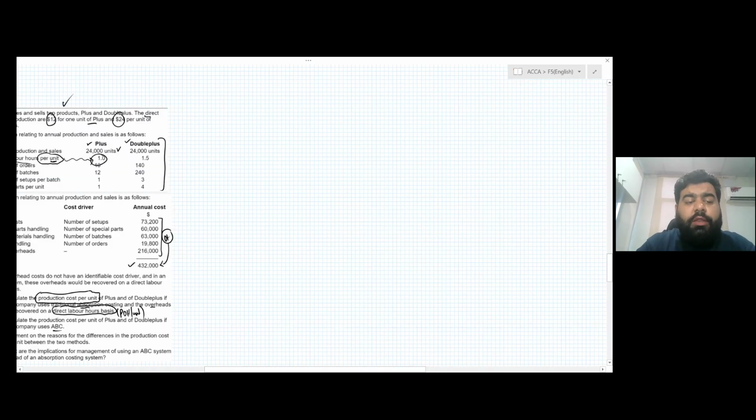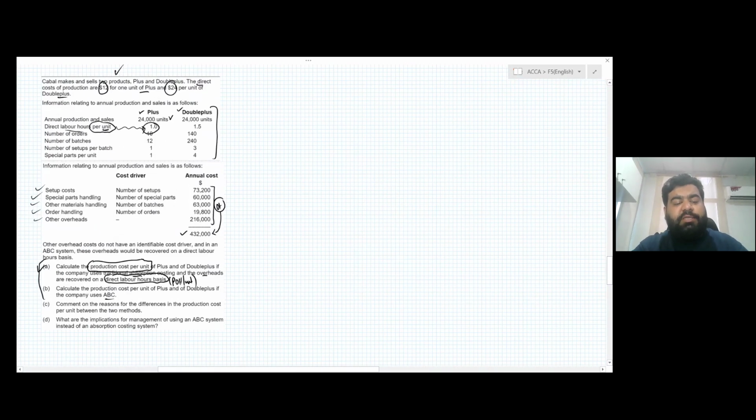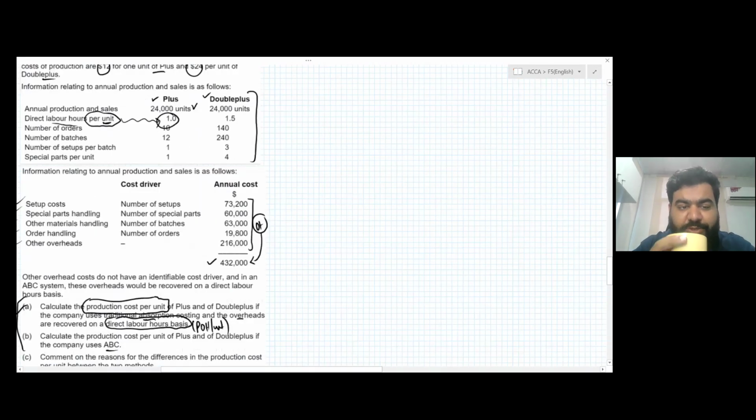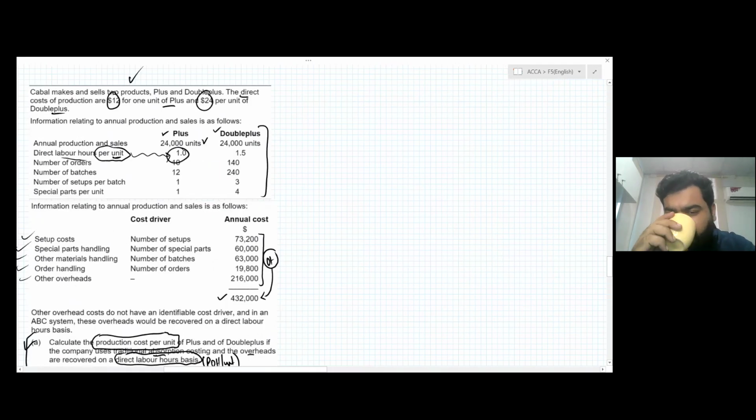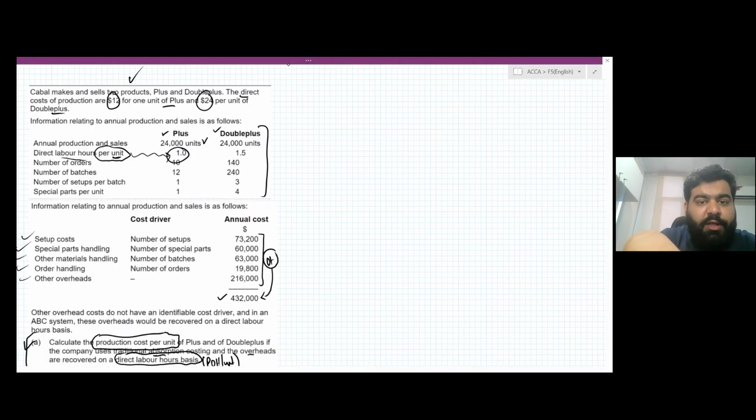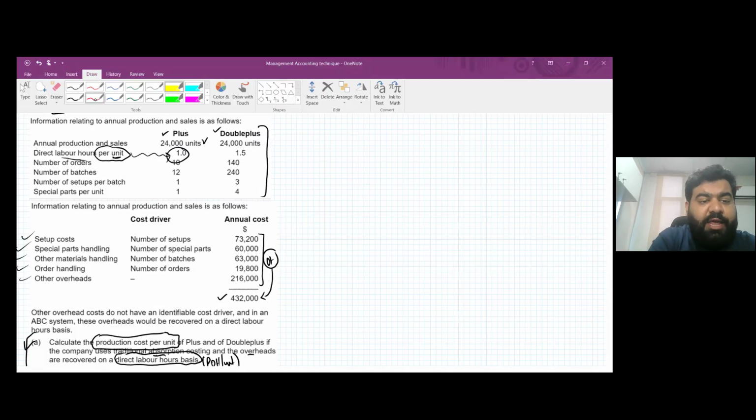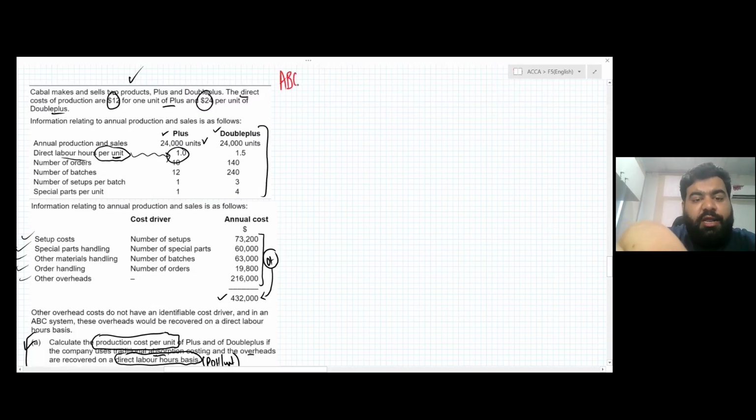I'm writing it here. Now we'll do the same question using ABC, activity based costing. Okay, so let's start the other part, ABC. For ABC, first we have to identify the proper costs and the cost basis. Under ABC, first we'll calculate the proper overheads and their bases. Then we will calculate the proper OARs.